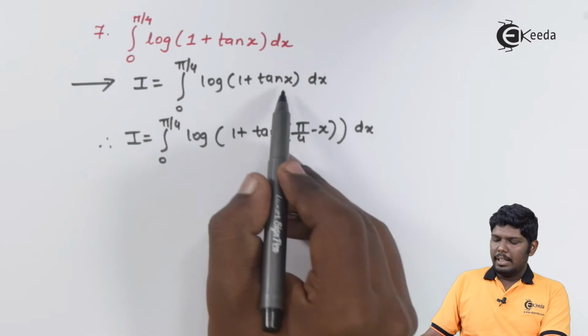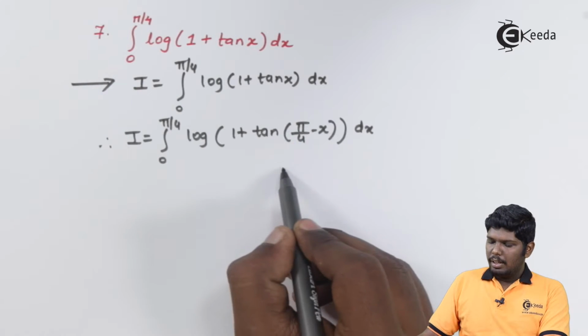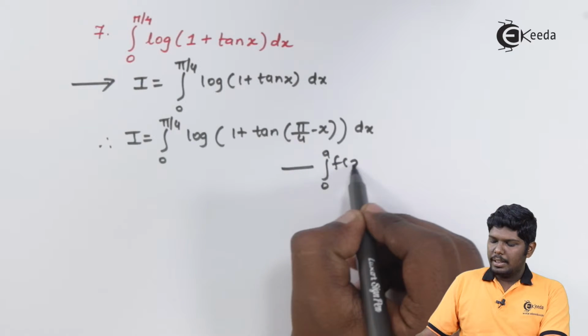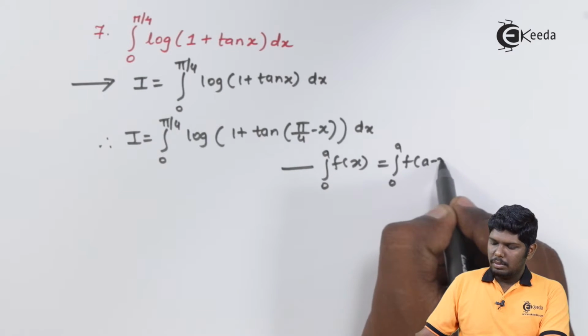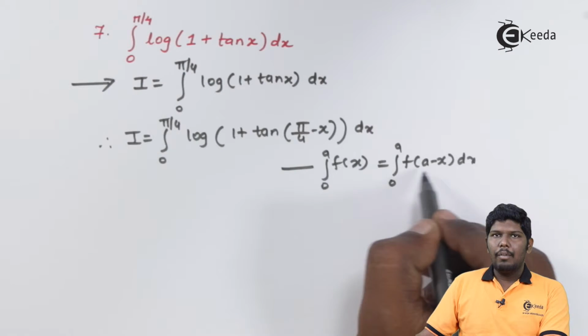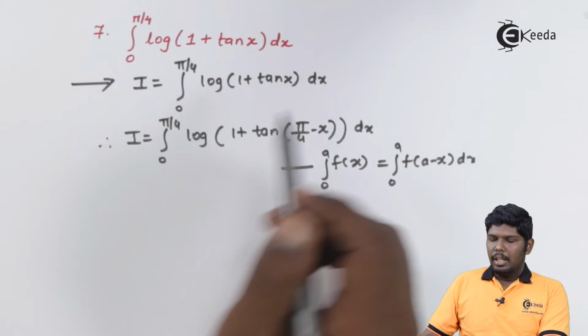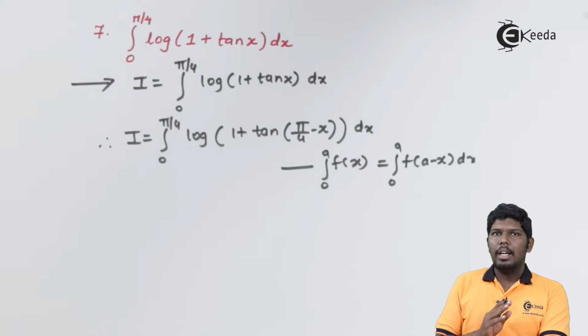We have replaced x as upper limit pi by 4 minus x. You can mention the property as integral 0 to a f of x dx is equal to integral 0 to a f of a minus x dx. In the next step, you can expand this tan of pi by 4 minus x using the formula tan of a minus b. Now what is tan of a minus b? It is tan a minus tan b upon 1 plus tan a tan b.